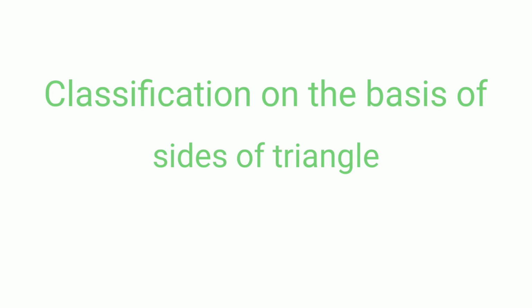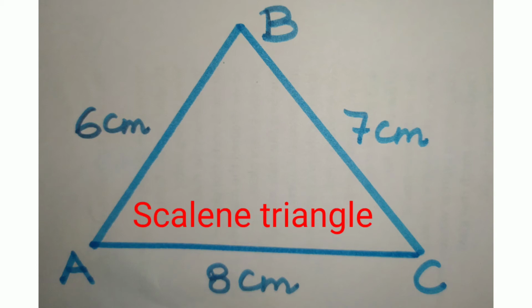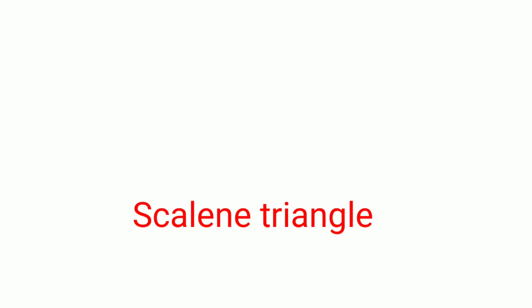Next, we classify the triangles on the basis of its sides. Here also we discuss three cases. The case 1 is when all the three sides of the triangle are of different measure. Look at the figure. In triangle ABC, side AB is 6 cm, side AC is 8 cm and side BC is 7 cm. Such type of triangles whose all the three sides are different is called scalene triangle. Here triangle ABC is scalene.